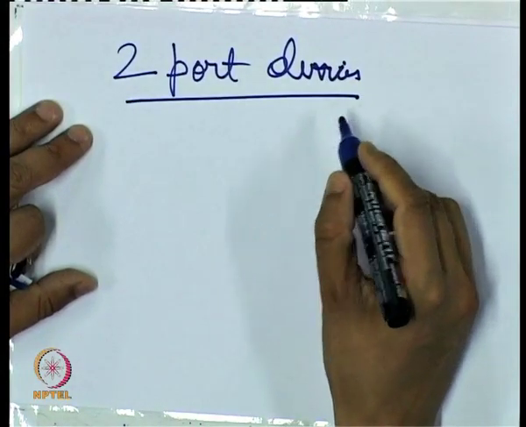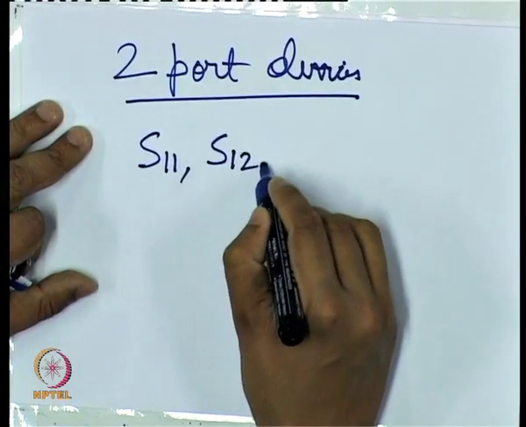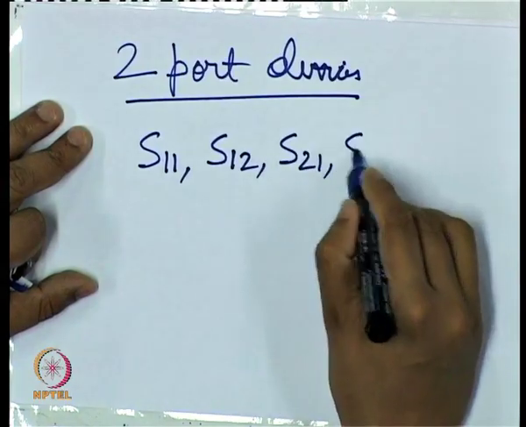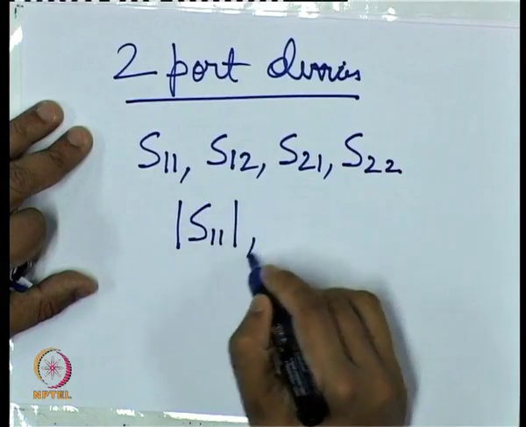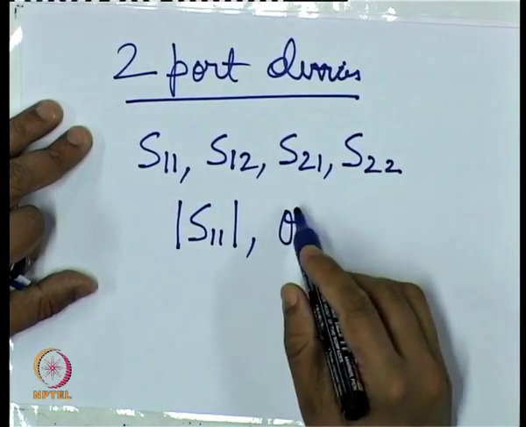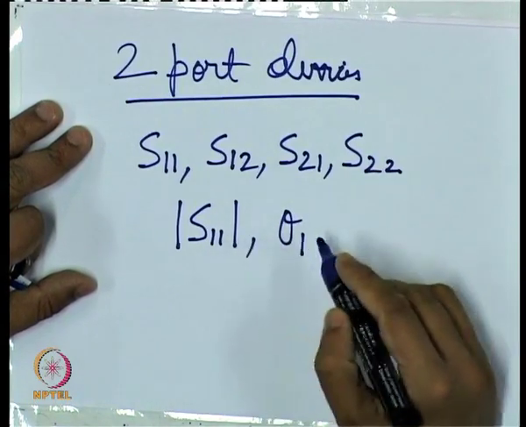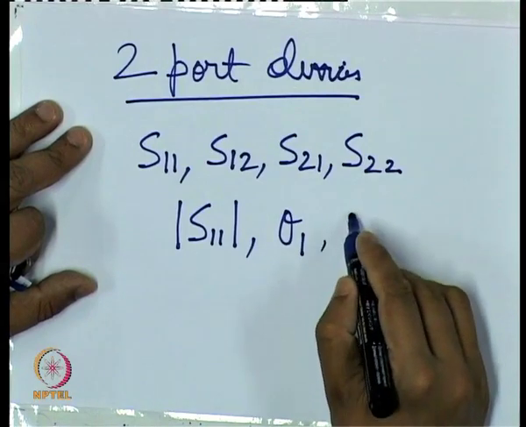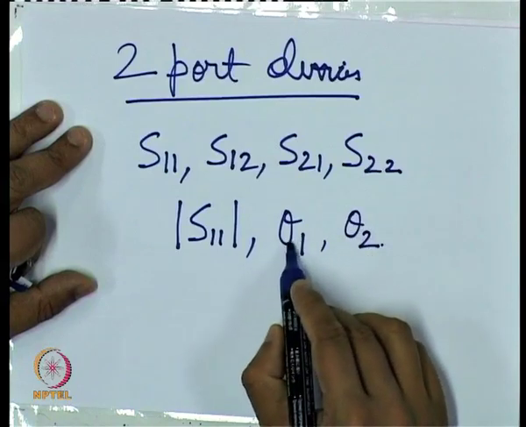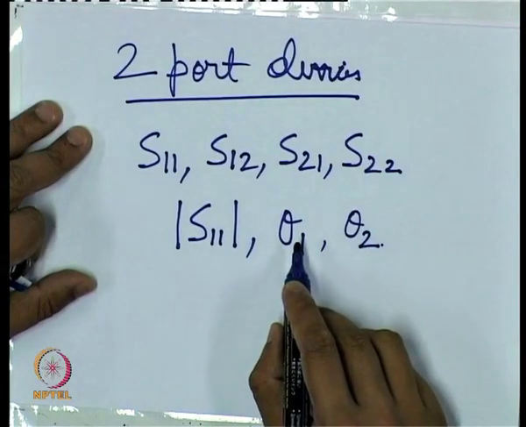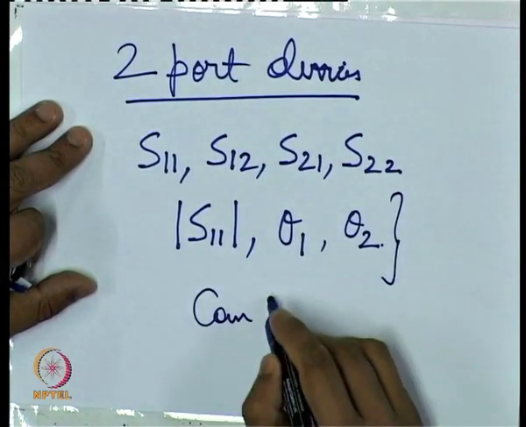So we saw that of the four S parameters associated with a two port network, if we just get information about S11 magnitude, the argument of S11, which I am calling theta 1, and the argument of S22, which I call theta 2, then that can completely characterize a lossless and reciprocal system.